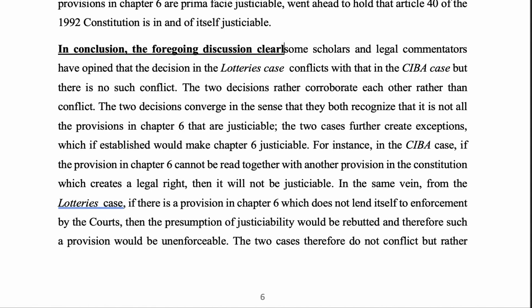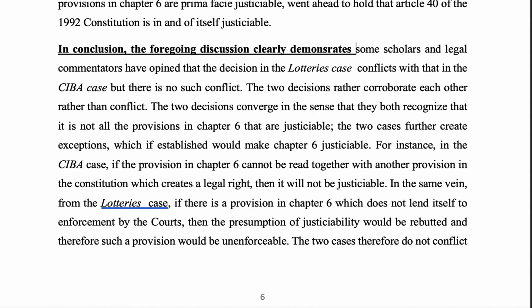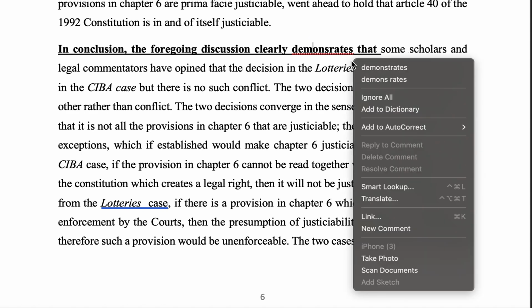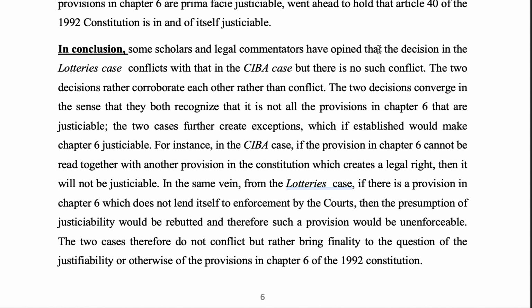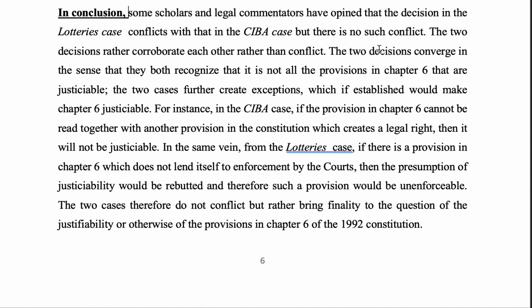the foregoing discussion clearly demonstrates that some scholars and legal commentators have opined that the decision in the lotteries case conflicts with that in the SIBA case, but there is no such conflict. So let me make it in conclusion. Some scholars and legal commentators have opined that the decision in the lotteries case conflicts with that in the SIBA case, but there is no such conflict. The two decisions rather corroborate each other rather than conflict. The two decisions converge in the sense that they both recognize that it is not all the provisions in Chapter 6 that are justiciable.